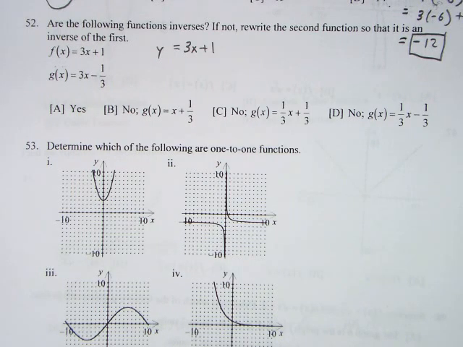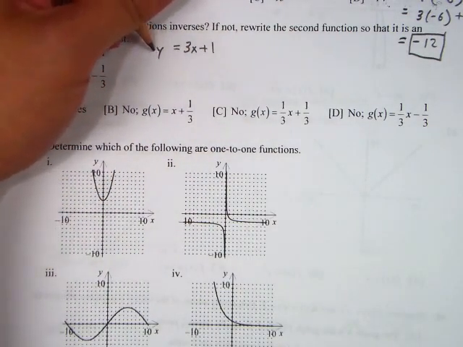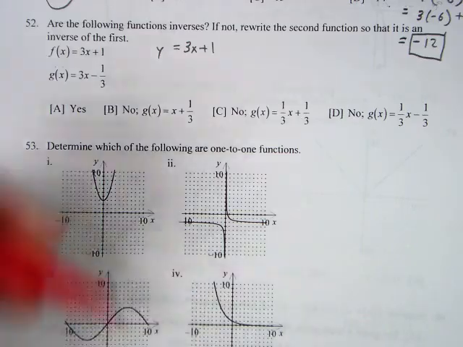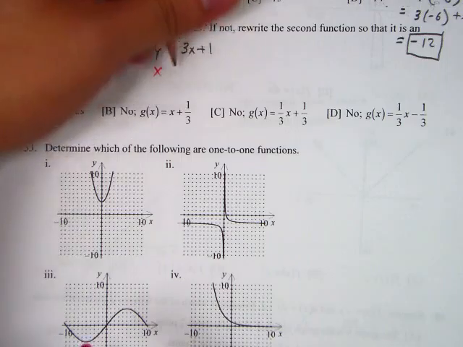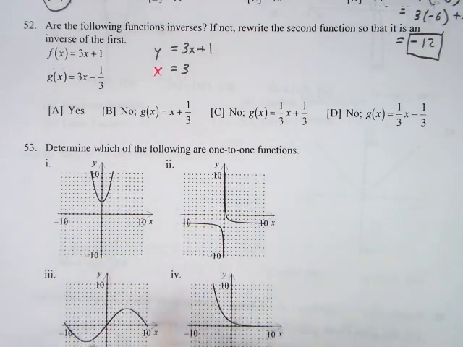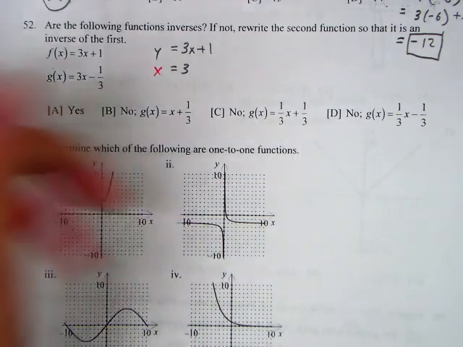Okay, this is the key part to the inverse. Everywhere you see a y, you're going to change it to an x. Everywhere you see an x, let's change it to a y. So now this is a y. Let's go ahead and change it to an x. Okay, everywhere we see an x, we're going to change that to a y.